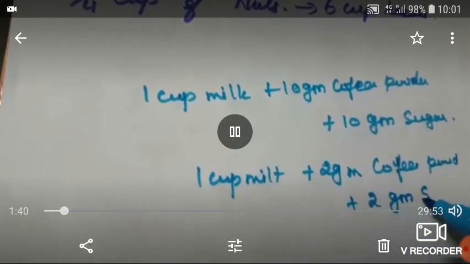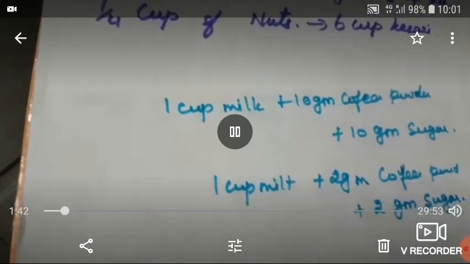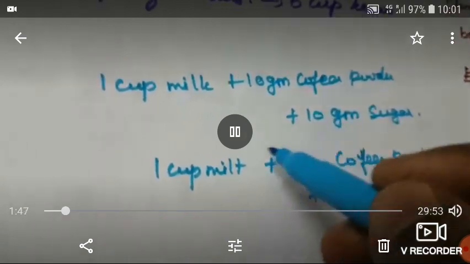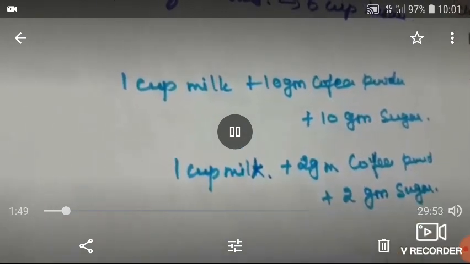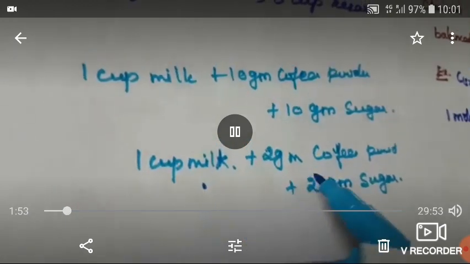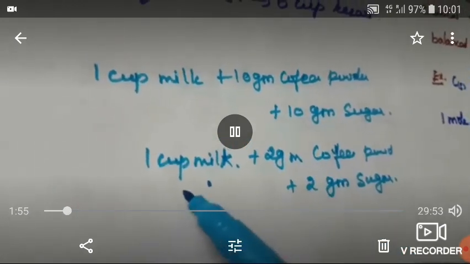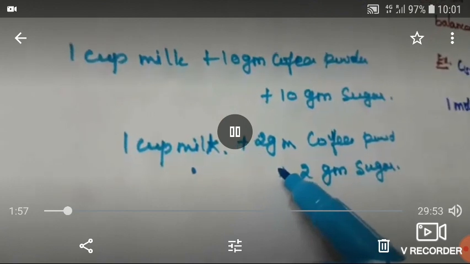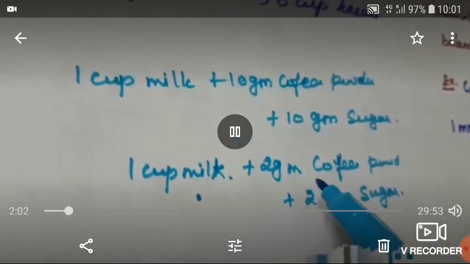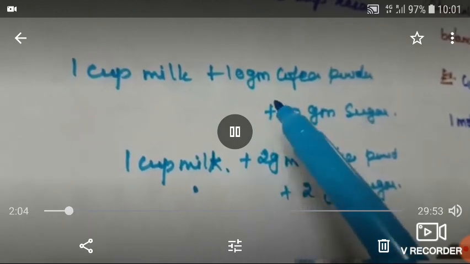and 2 gram sugar. So how many cups of coffee did we prepare? That is only one cup of coffee we prepared. What is the meaning of that? Here only 1 cup of milk is taken. 1 cup of milk, 2 gram of coffee powder and 2 gram of sugar are used for preparing 1 cup of coffee. But here the 1 cup of milk determines the coffee.